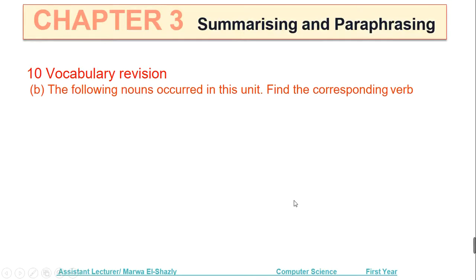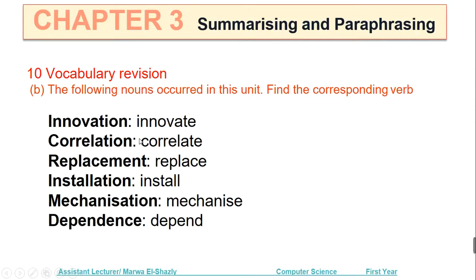Now B. The following nouns occurred in this unit, الناونز دي ذكرت في هذا اليونت. Find the corresponding verb. Innovation, innovate, تجديد جدد. Correlation, correlate, correlation يعني ارتباط, correlate يرتبط. Replacement, تبديل, replace. Installation, install. Mechanization, ميكنة, mechanize, يميكن أو يجعله مميكن. Dependence, اعتماد, depend يعتمد.